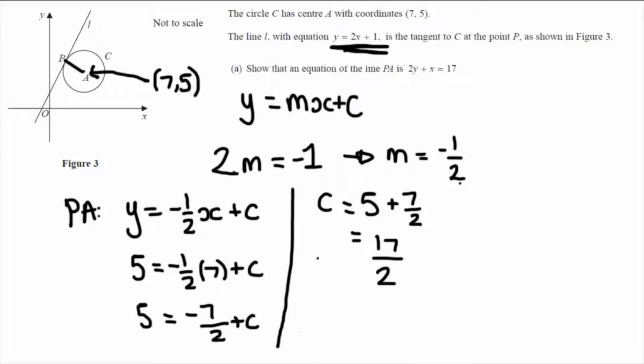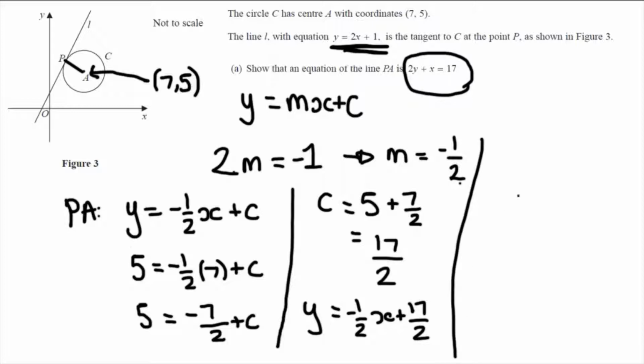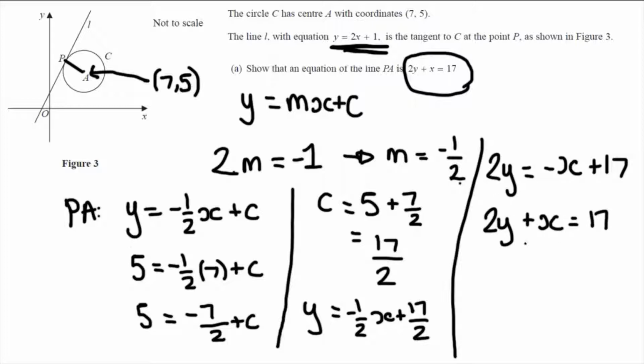Cool, so now if we put that into our equation, we have y equals minus a half x plus 17 over 2. With a bit of rearranging, we can get that into this form here. I'll just quickly do that for you. If we multiply everything by 2, we get 2y equals minus x plus 17, and then we're just going to add the x. So we have 2y plus x equals 17, as required. Cool, so that's part A done.